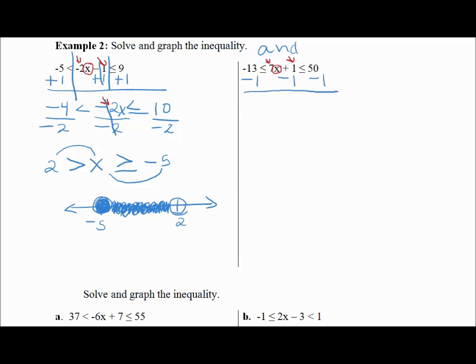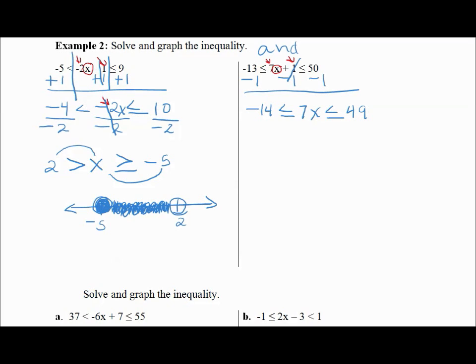Okay, and I'll bring down what I have remaining. -13 minus 1 gives me -14. I'll bring down my inequality symbol. In the middle, ones cancel out, and I'm left with just 7x. I'll bring down my other inequality symbol, and 50 minus 1 is 49.